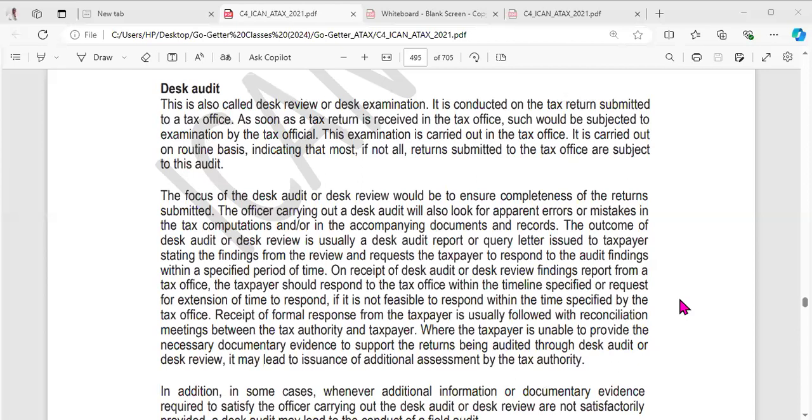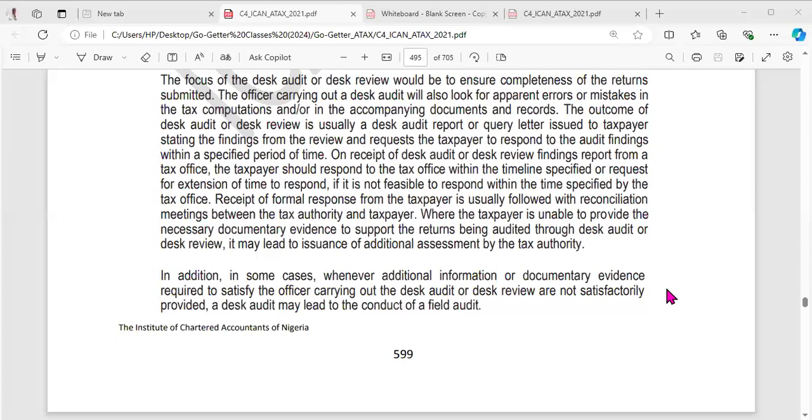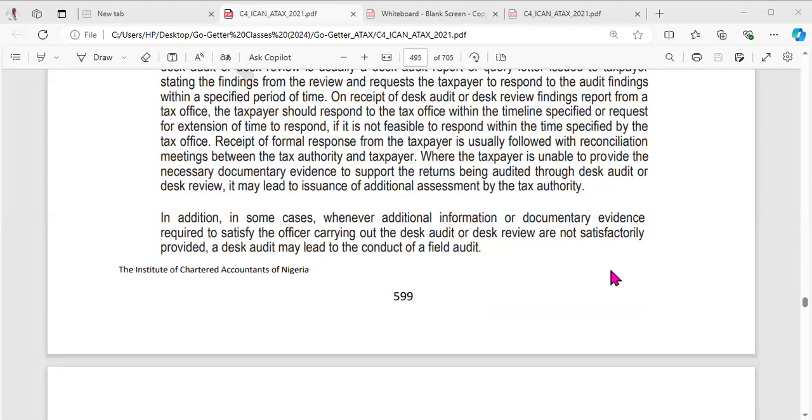In the tax audit, there will be issues of additional assessment by the tax authorities. So you see here, when the tax review was done, they say supply this, supply that, and you fail to supply, they will give you an additional assessment. All right. In addition, in some cases, whenever additional information or documentary evidence is required to satisfy the desk audit and it is not provided or not satisfactory, it may lead to the conduct of a field audit.